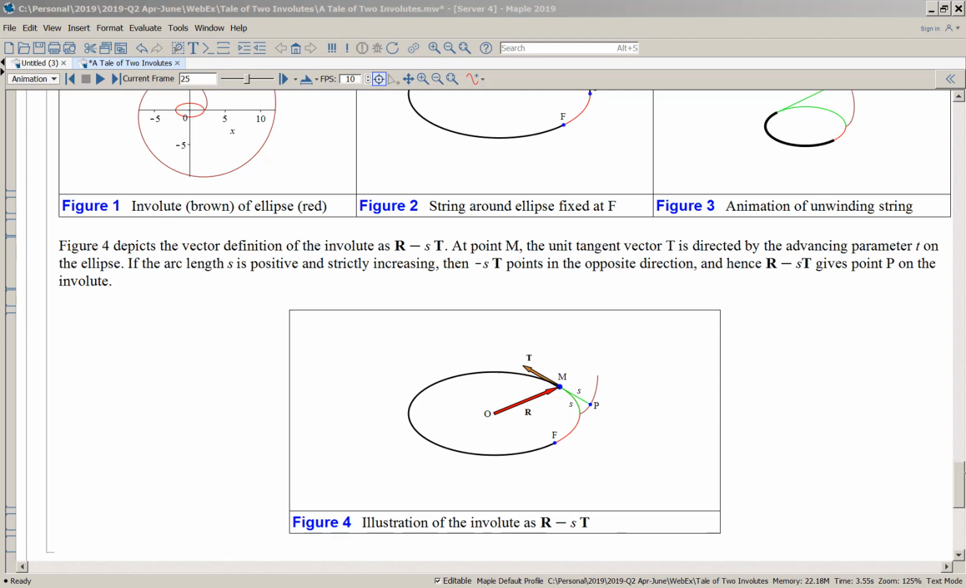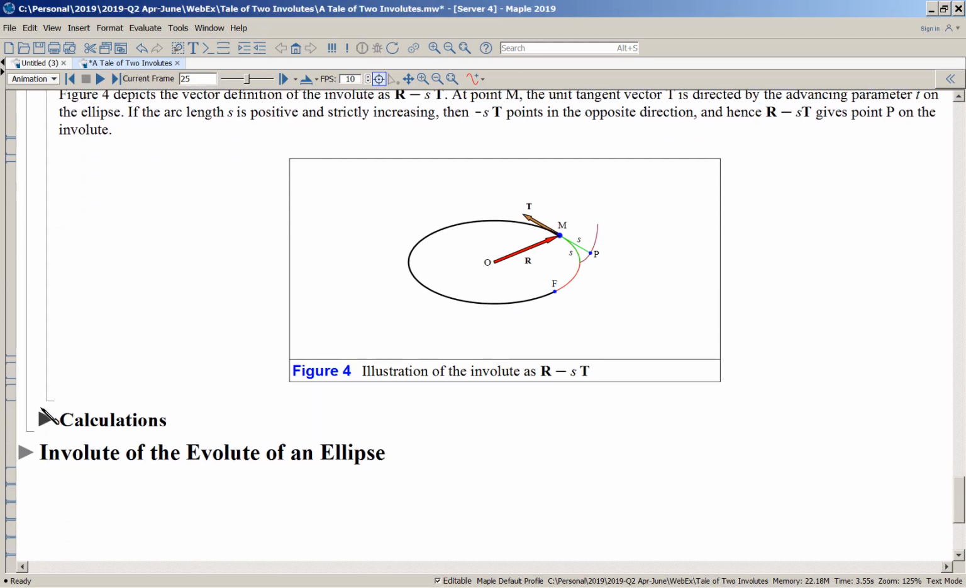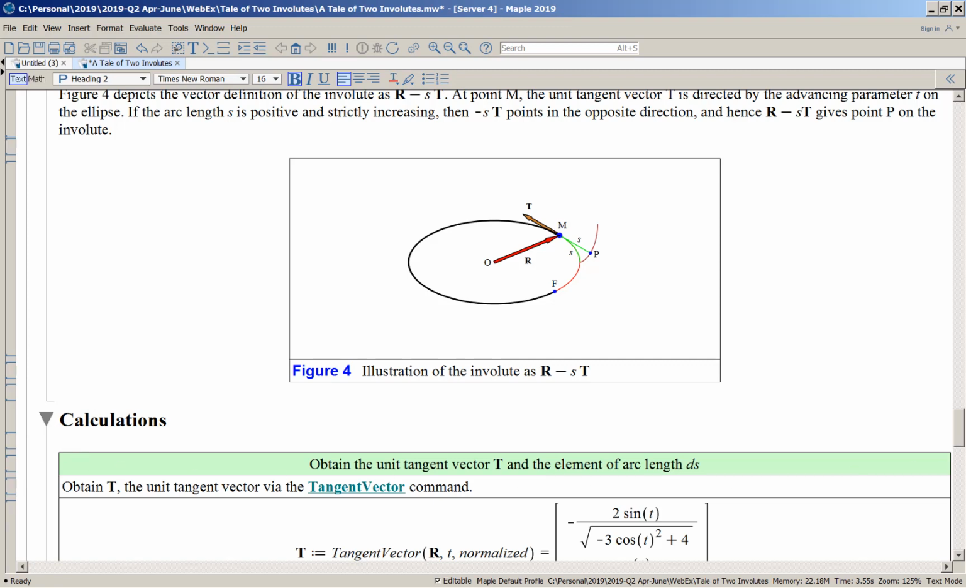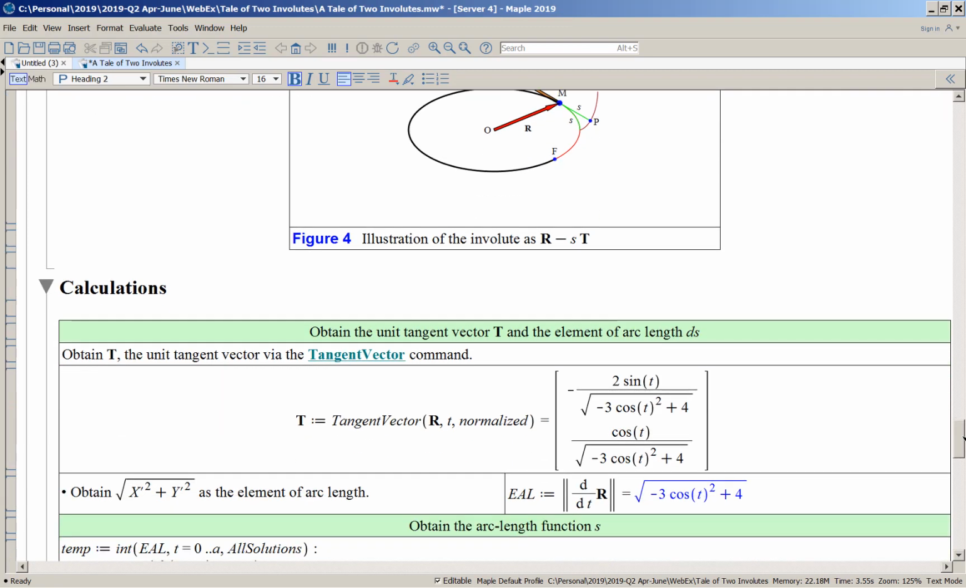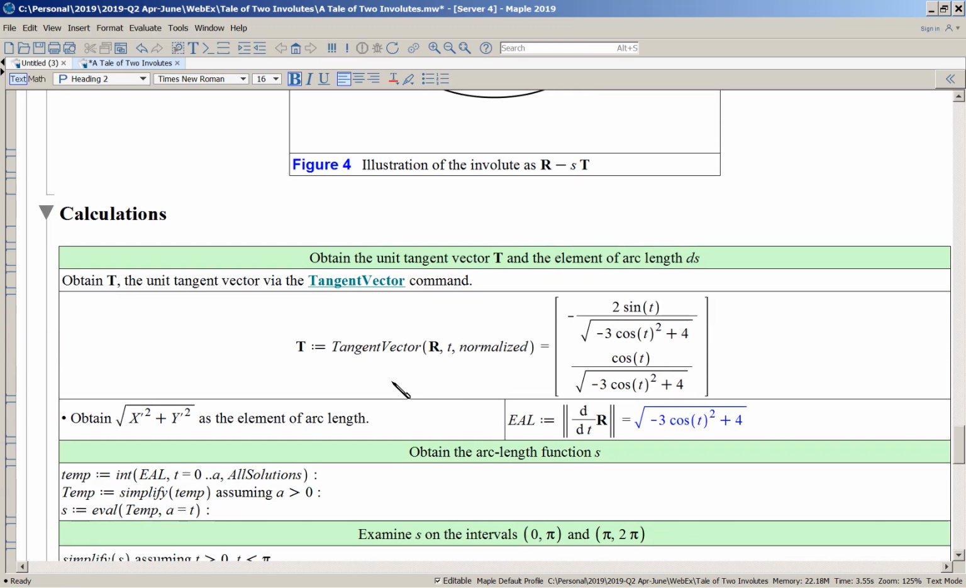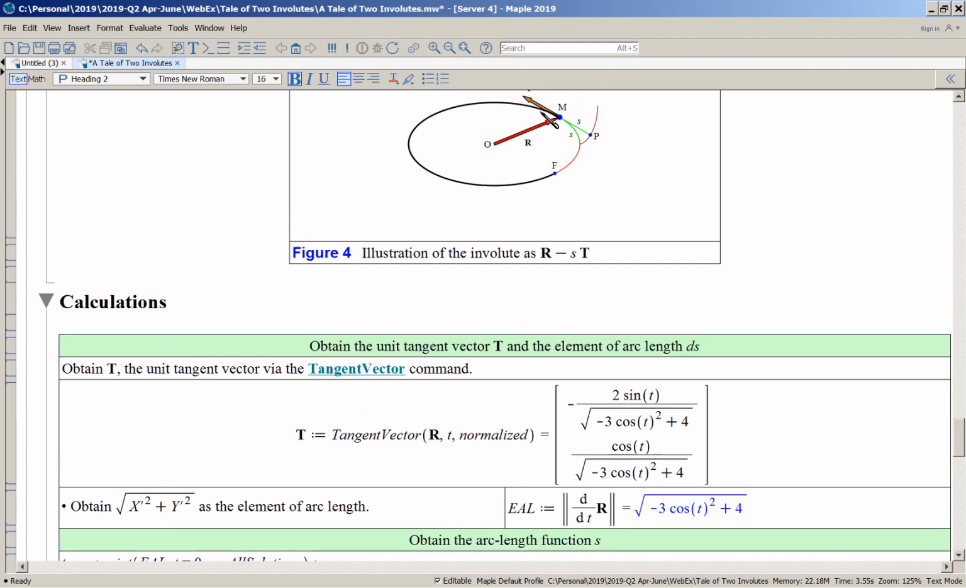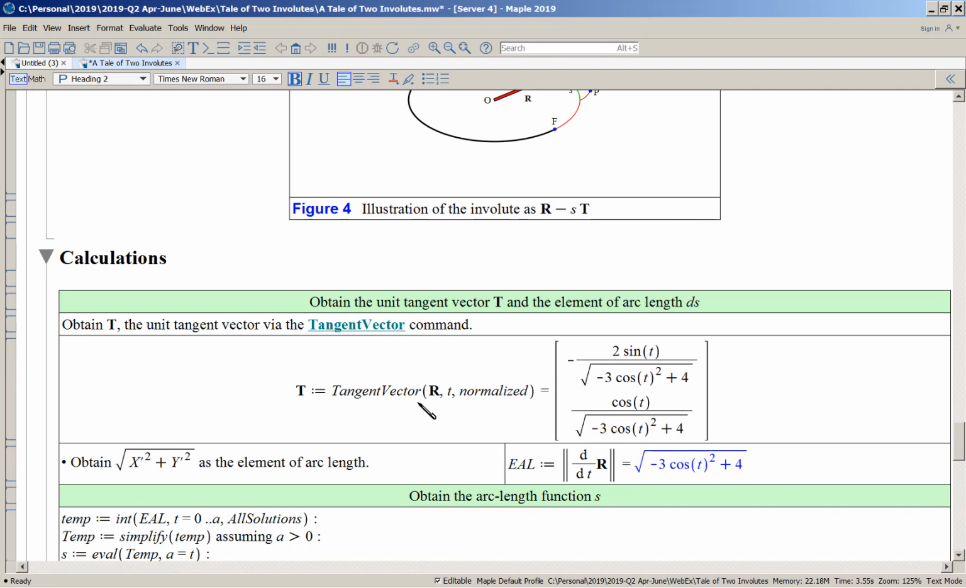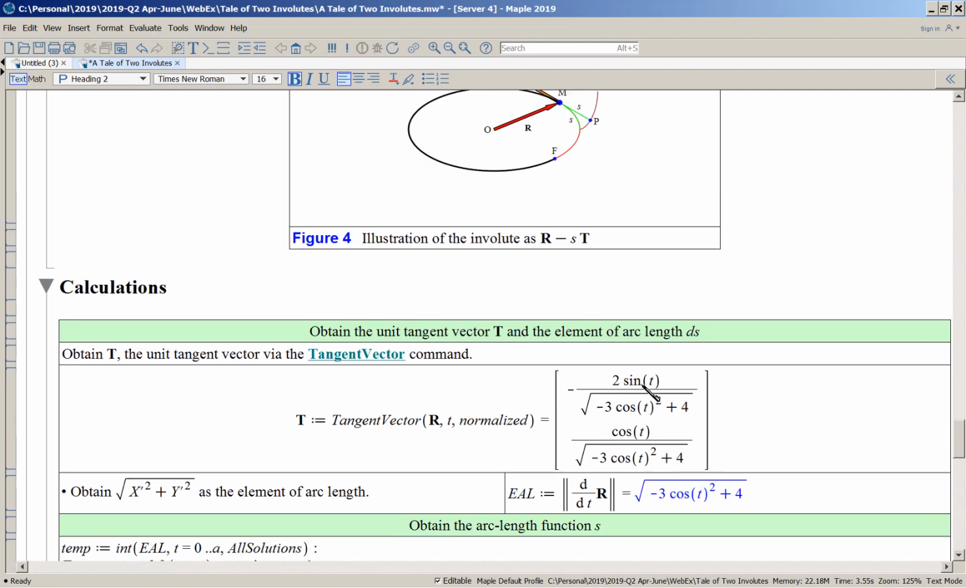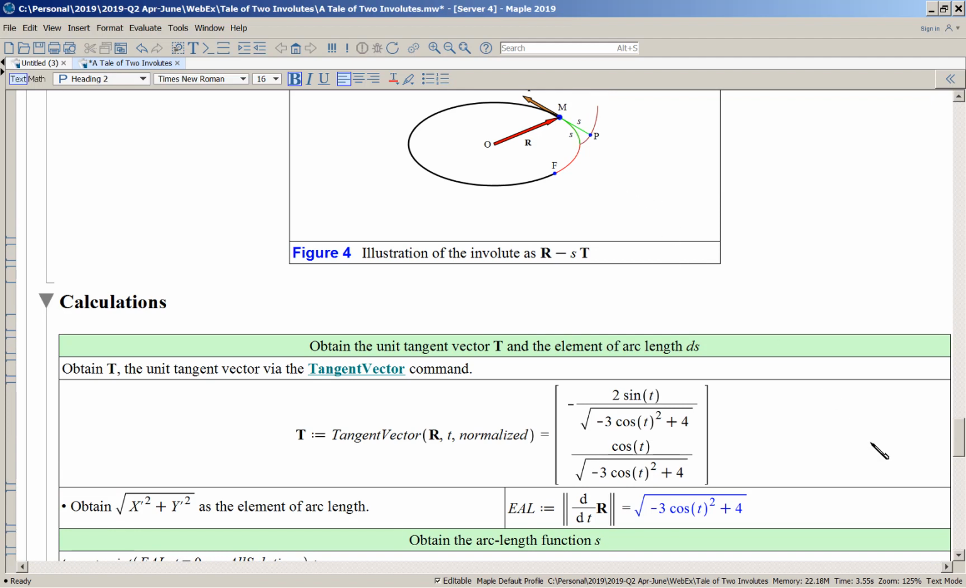How about some calculations now for involutes? We need a unit tangent vector along the ellipse. That's this vector here. We need to find that. So we use the built-in tangent vector command. There's the tangent vector. Now we need arc length.